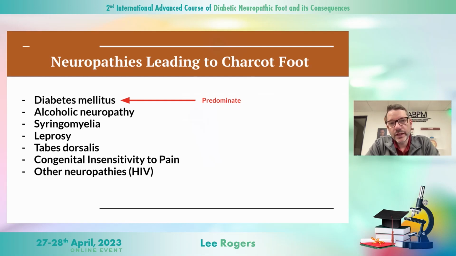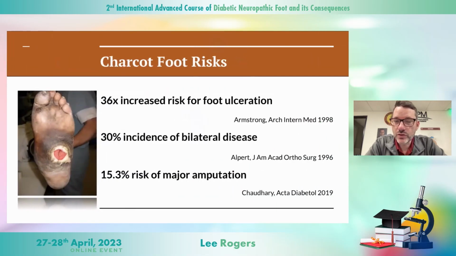So it's important to have a high index of suspicion when you see somebody with a bone and joint problem that also has neuropathy. We know that there is a 36 times increased risk for a foot ulceration when you have Charcot foot, 30% incidence of bilateral disease, and a 15% risk of major amputation due to Charcot.